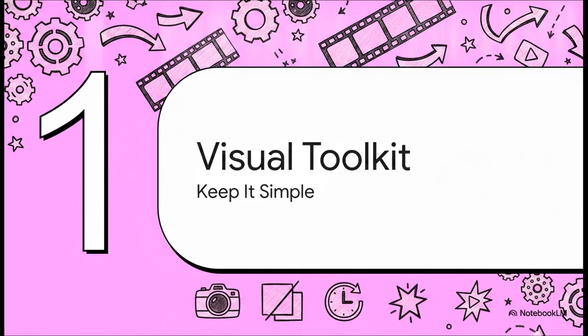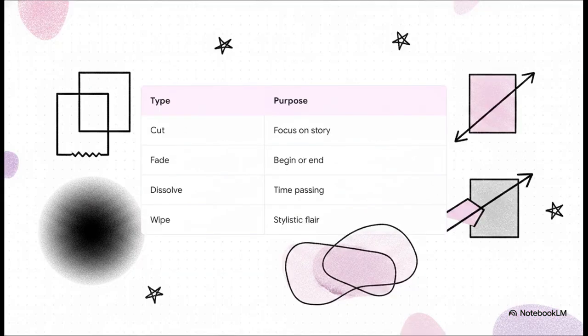Section 1. The Visual Transition Toolkit. So let's break down the 4 primary visual tools editors keep in their back pocket. And keep in mind here, simplicity reigns supreme. This is essentially your core editing playbook. First up, the straight cut. One shot ends, the next begins immediately.